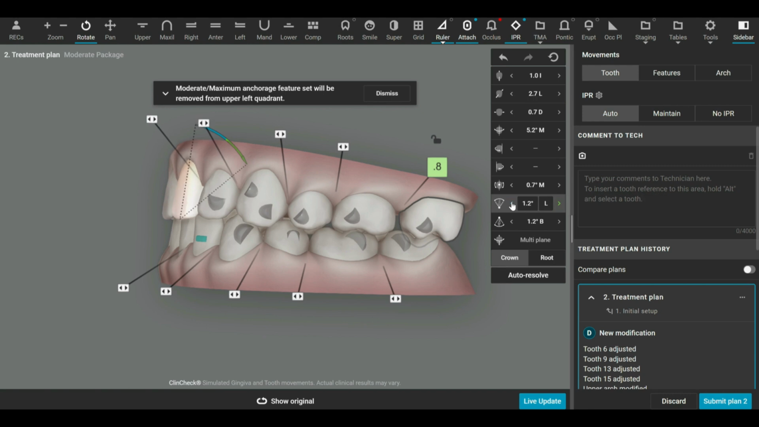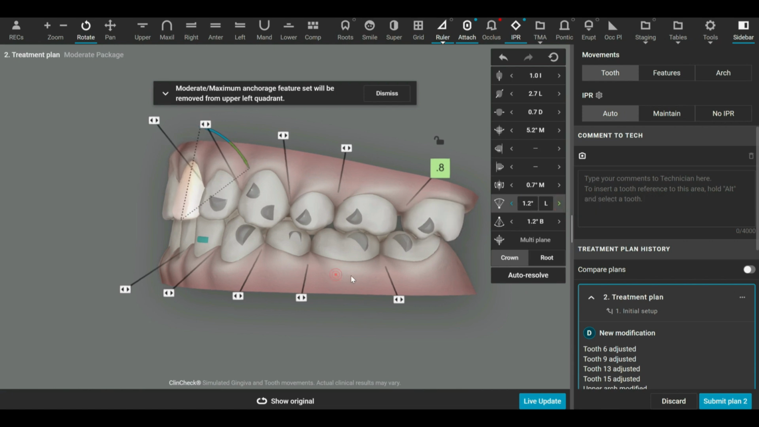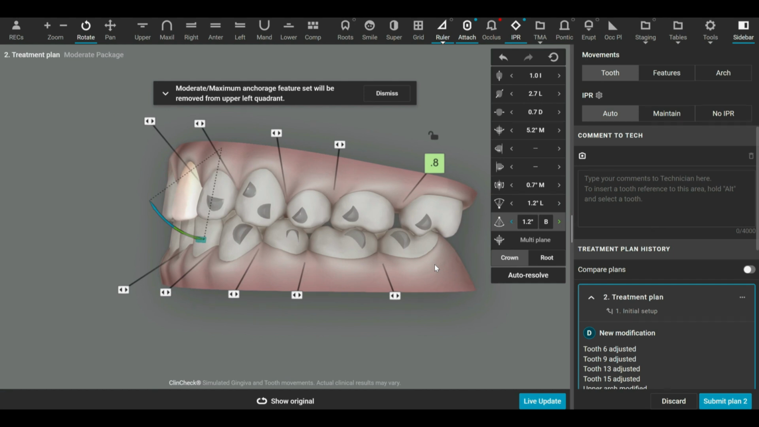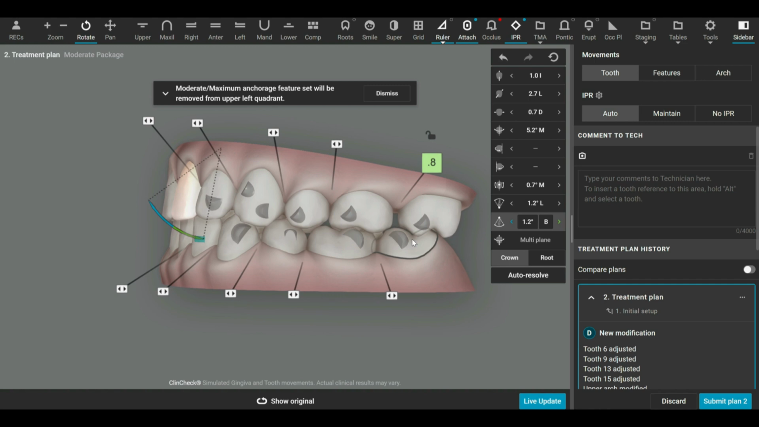So you can see torque, okay? The other movement that will change the buccal lingual inclination is called crown tip. Crown tip is a more predictable movement because you're not changing the position of the root apex. You don't have to worry about the root apex lagging behind the crown. It's simply the crown moving.